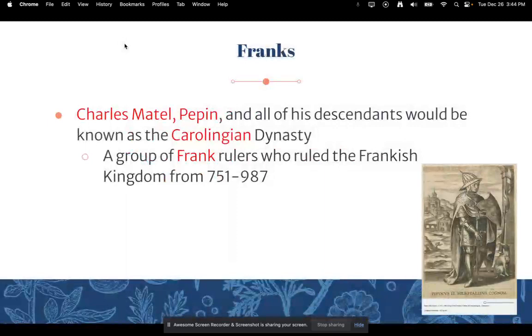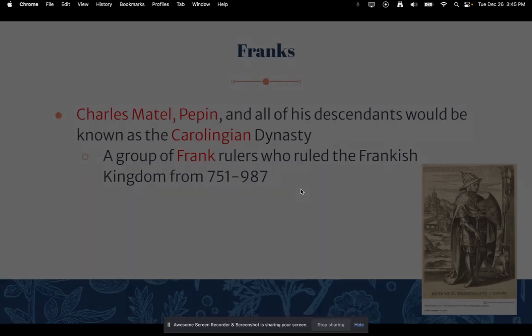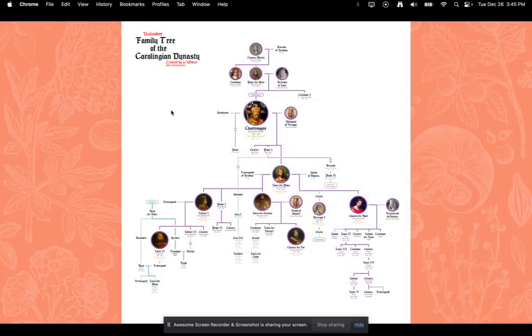So Charles Martel, Pepin, and all of his descendants would be known as the Carolingian dynasty. And the Carolingian dynasty is a group of Frankish rulers who ruled the Frankish kingdom from 751 to 987, which is actually quite a long time that one family rules like a kingdom. Typically, there's a lot more murder and death involved.